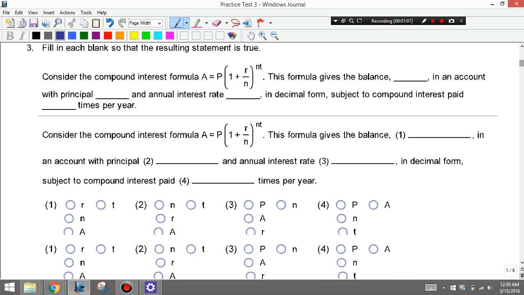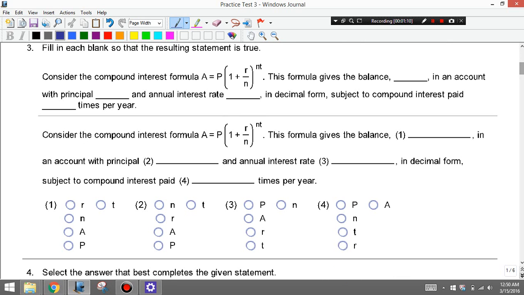Number 3, fill in the blank so that the resulting statement is true. The formula gives the balance A in an account with principal P and an annual interest rate of r in decimal form, subject to compound interest paid n times a year.